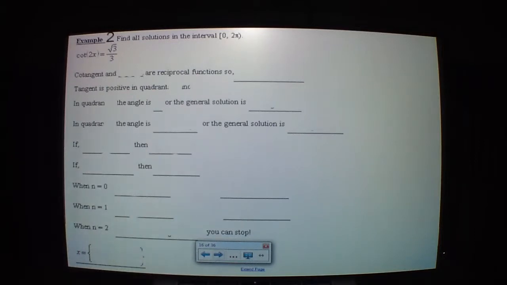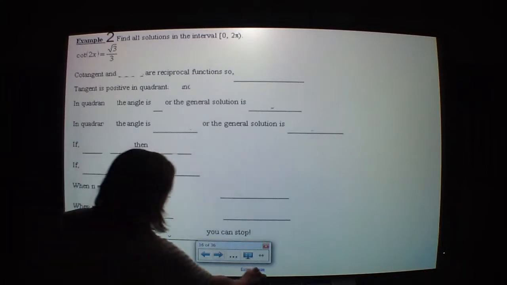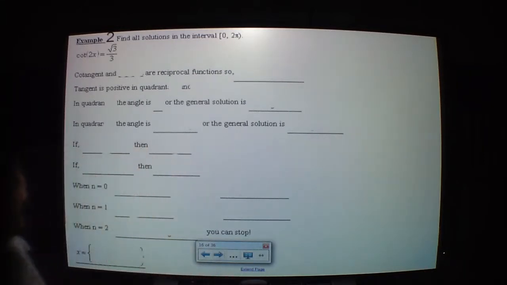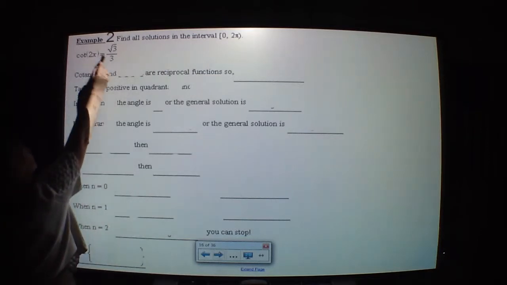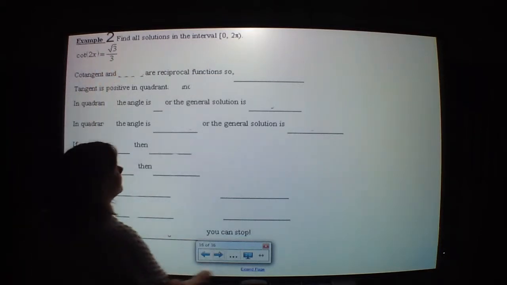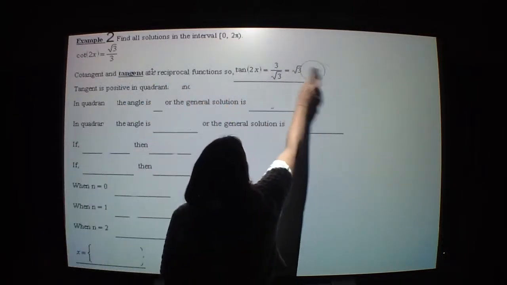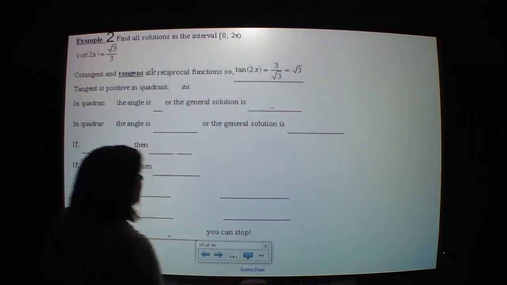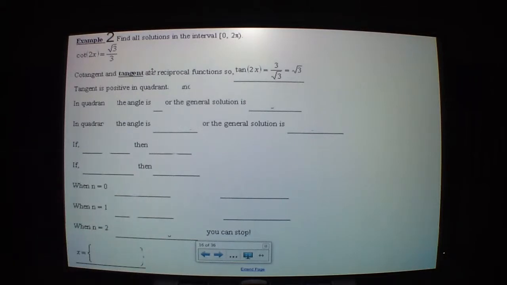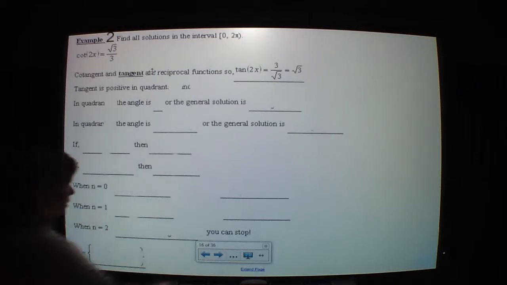So it can't equal 2. Next one, cotangent of 2x is equal to radical 3/3. Cotangent and tangent are reciprocal functions, so I could think of this as tangent of 2x is 3 over radical 3. So that's what I wrote here. And if you reduce 3 over radical 3, multiply top and bottom by radical 3, you would get 3 radical 3 over 3. 3's cancel out and you get tangent is radical 3.